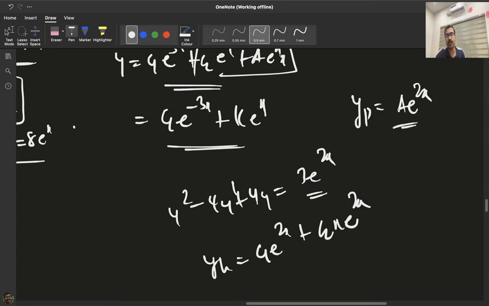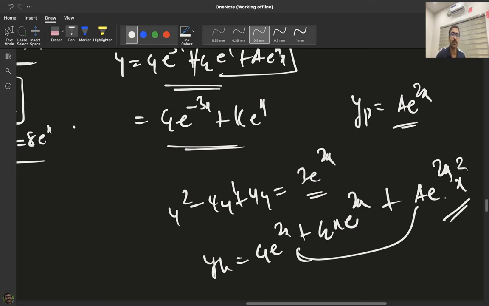But if I write a e raised to 2x, this complication will arise. When you substitute it, it will become 0, or it will be absorbed into this one. So in order to prevent that from absorbing, I'll supply an x here. But already an x is there, so in order to prevent them from combining, I'll supply an x square here.